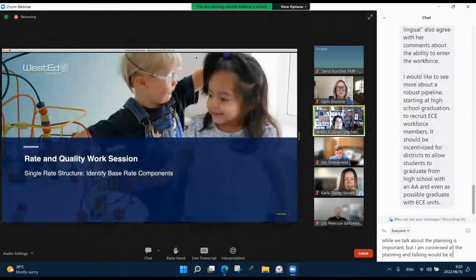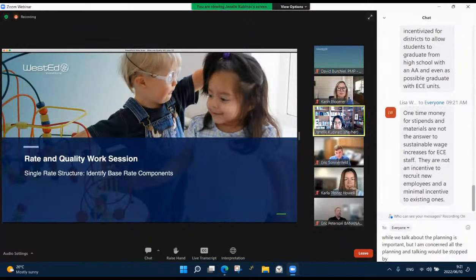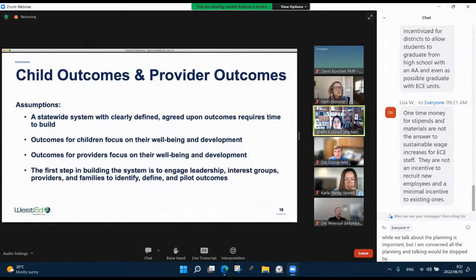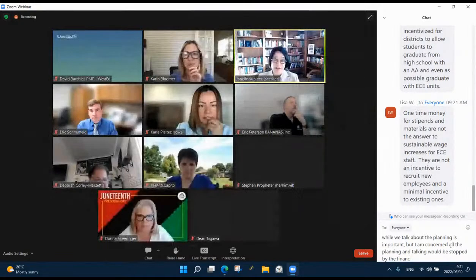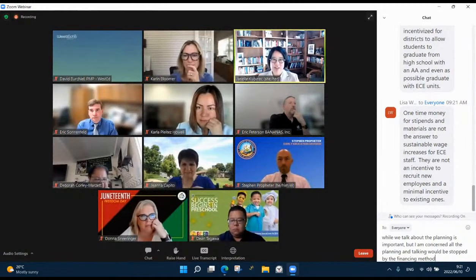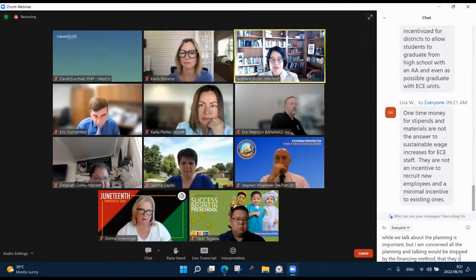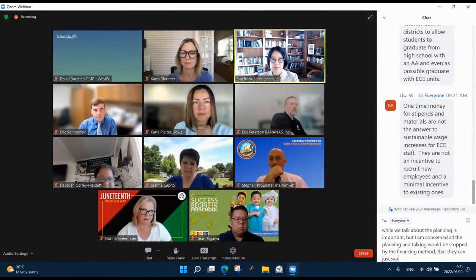So this is really the bulk of our time together today, diving deeper into the single rate structure, so identifying the base rate components. What we will be doing with Peter's help is giving you a bit more information about child outcomes and provider outcomes. So I'm going to not share those slides for a second, because we thought it would be helpful to have Peter share that as we contemplate a number of key questions with regard to the base rate.